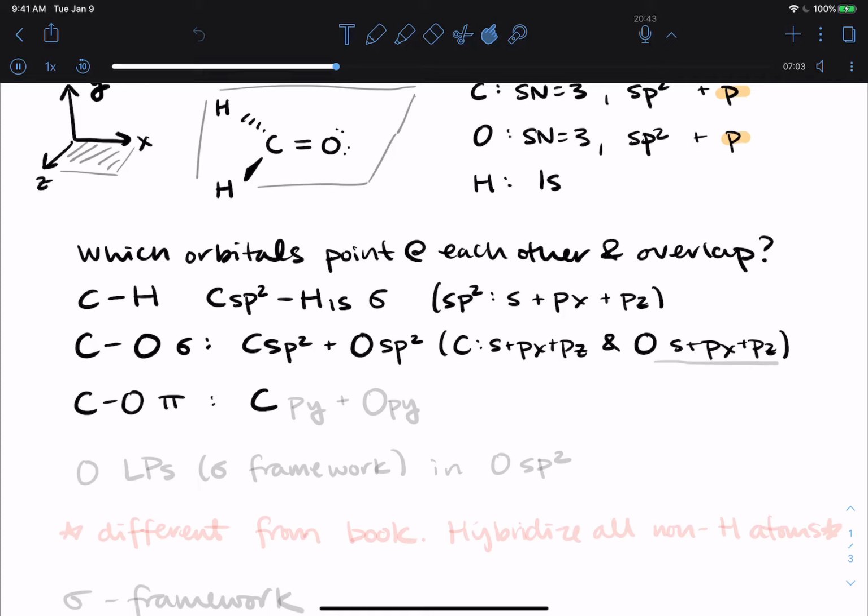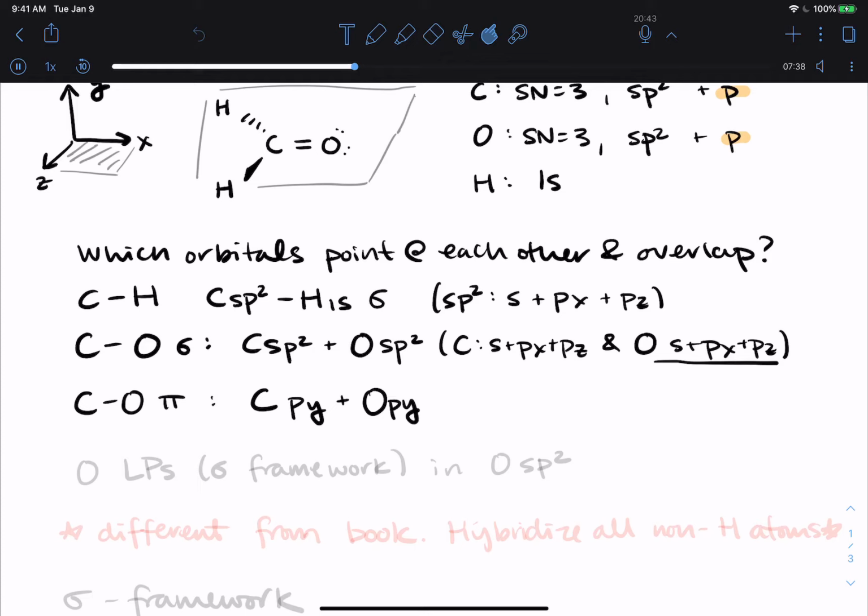And so carbon, if I use px and pz to make hybrids, it's got to be the py. And the only p orbital that can overlap with a py orbital is another py orbital. Otherwise, you don't get any sideways overlap. So oxygen has to be a py in order to make that pi bond, which is why we know that the sigma bonds are going to be the s plus px plus pz.